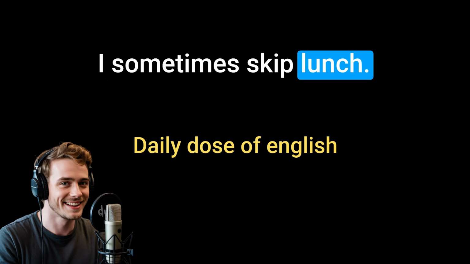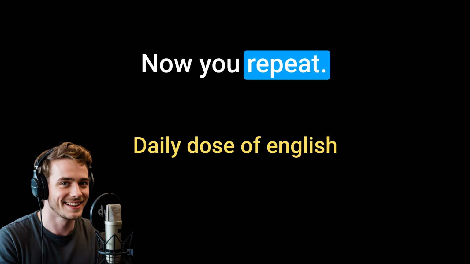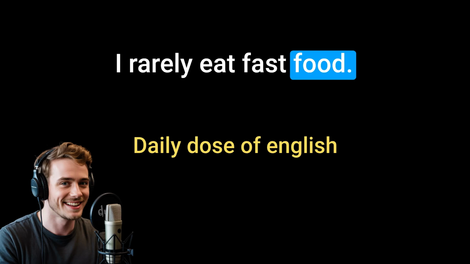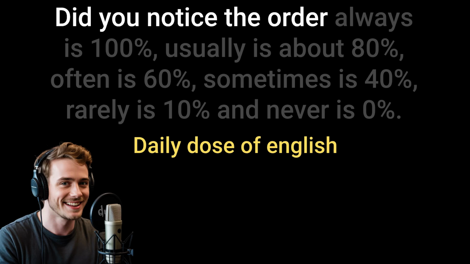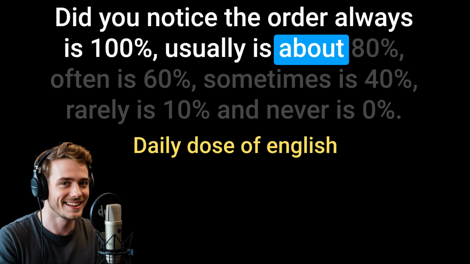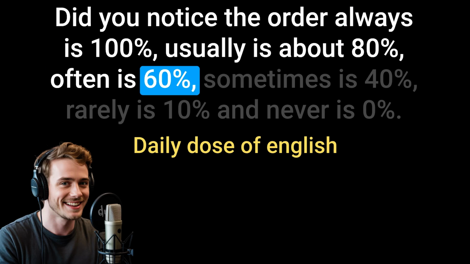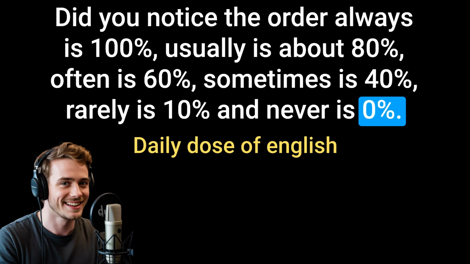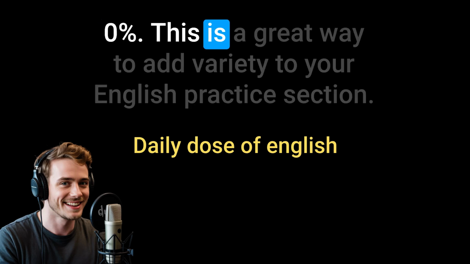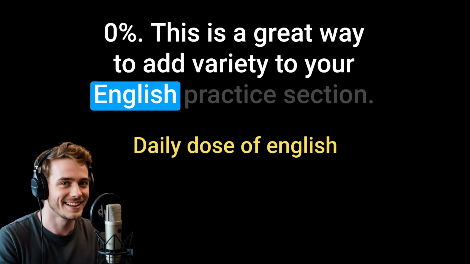I sometimes skip lunch. Now you repeat. I rarely eat fast food. Now you repeat. I never smoke cigarettes. Now you repeat. Did you notice the order? Always is 100%, usually is about 80%, often is 60%, sometimes is 40%, rarely is 10%, and never is 0%. This is a great way to add variety to your English.